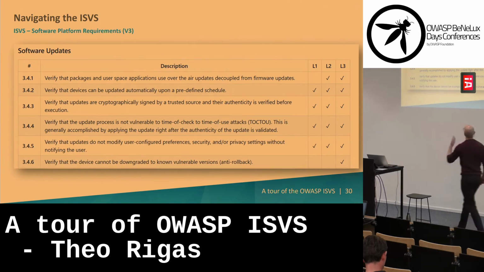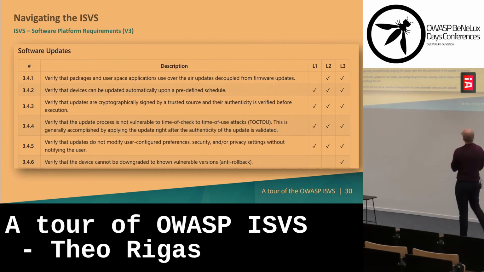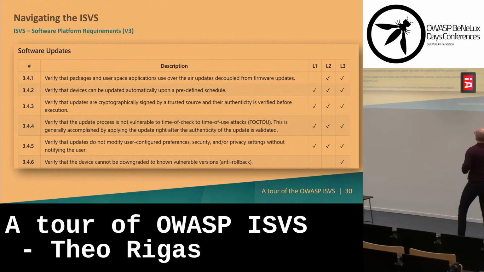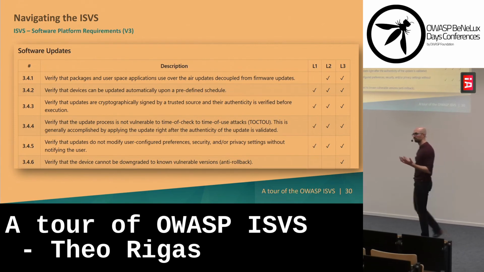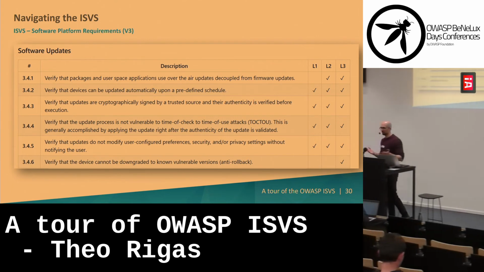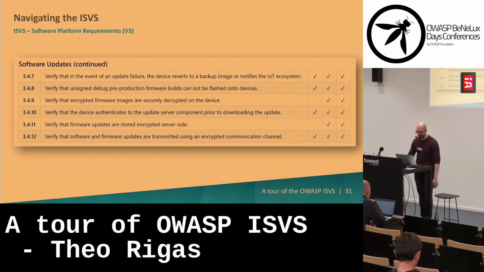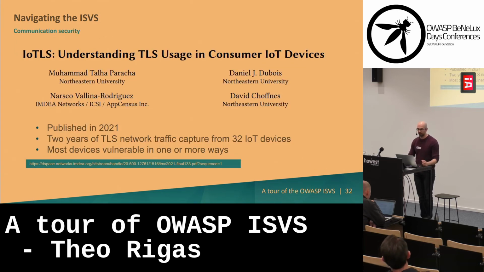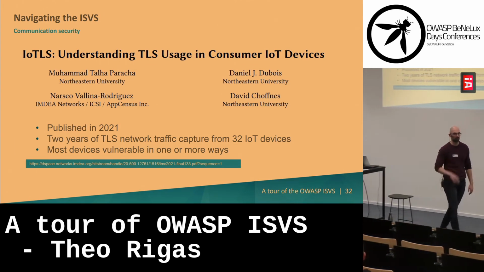So, for example, if we look at that section for software updates, we have 343, verify that updates are cryptographically signed by trusted source, and their authenticity is verified before execution. And if you develop with that in mind, then you don't have any more unsigned firmware that can be uploaded to your devices. Yeah, some more examples here of the same section. All right, and that was my first example of the IoT, of the pacemaker ecosystem.